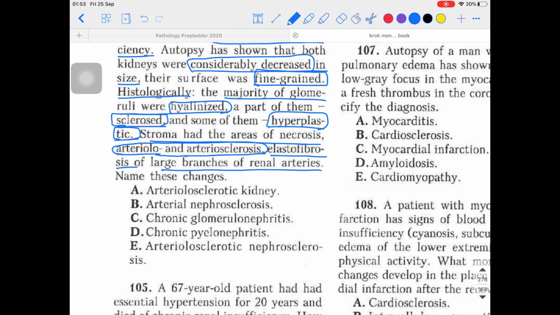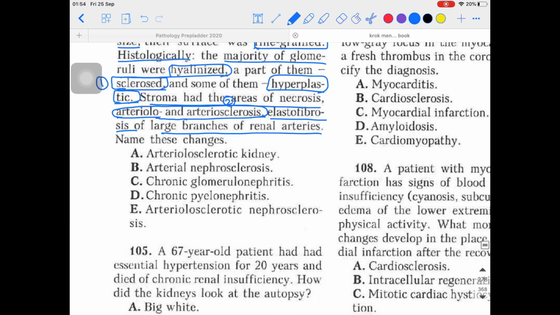Glomerulonephritis, pyelonephritis, they didn't mention much about that. And last option, look, they said both the things. First thing was sclerosis, second thing was atherosclerosis. So we can combine both the things. So nephro, as it is happening inside the kidney, can I say nephrosclerosis? Yes, nephrosclerosis. Arteriosclerosis, they themselves mentioned that. So the correct answer over here will be the arteriosclerotic nephrosclerosis, isn't it? So that's the case.